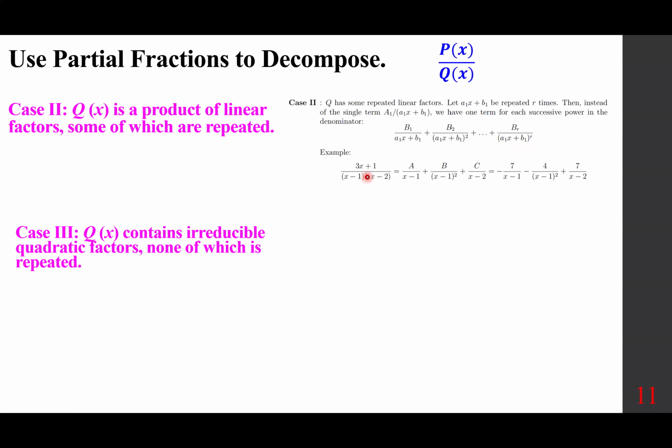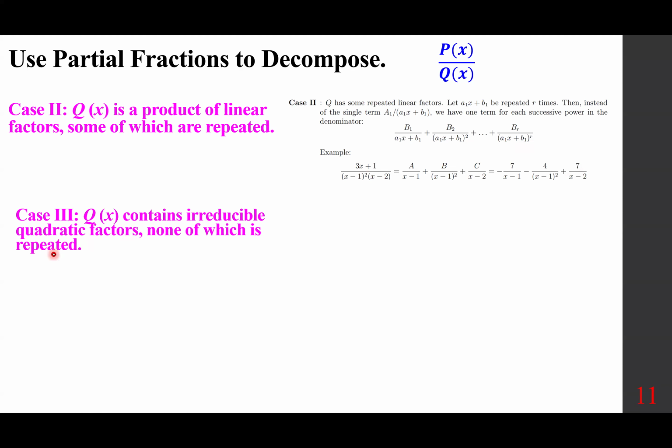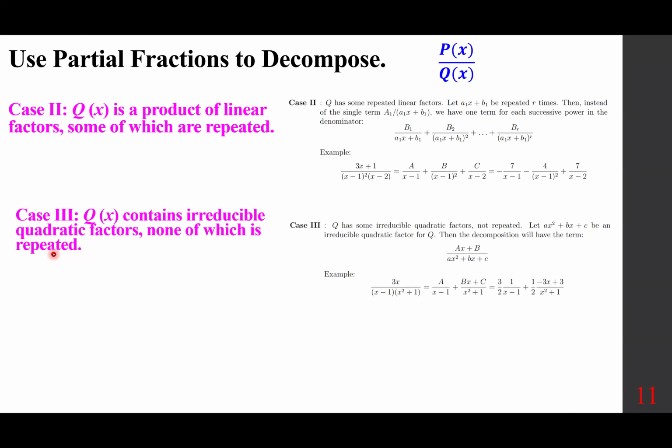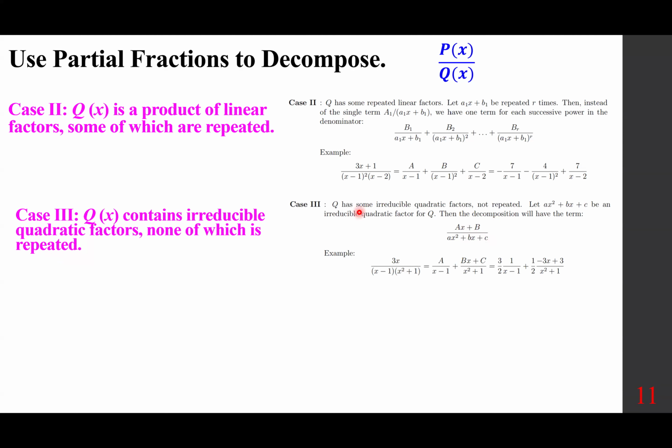Case number three, Q of X contains irreducible quadratic factors, none of which is repeated. Take a look: Ax plus b over x squared plus bx plus c. Okay. Q has some irreducible quadratic factor. What do we mean by that? Here's an example. As you can see, x squared plus 1 can't be factored out. That's why it's called irreducible.